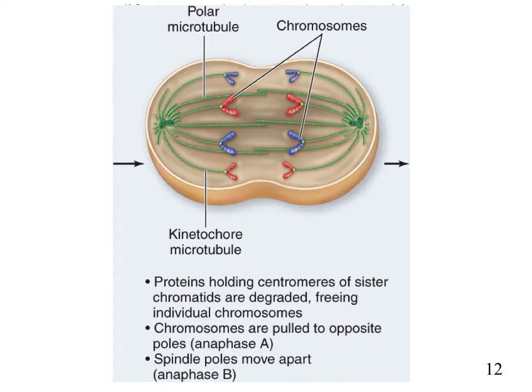And then in anaphase, the proteins that hold the centromeres together, those cohesins, are degraded. And so the duplicated chromosomes are then free, and they're pulled to the opposite ends of the cell by movement of the microtubules. And so you see typically this motion where the centromere goes first. That's because those kinetochores are being pulled that way. Okay, and so this is anaphase.